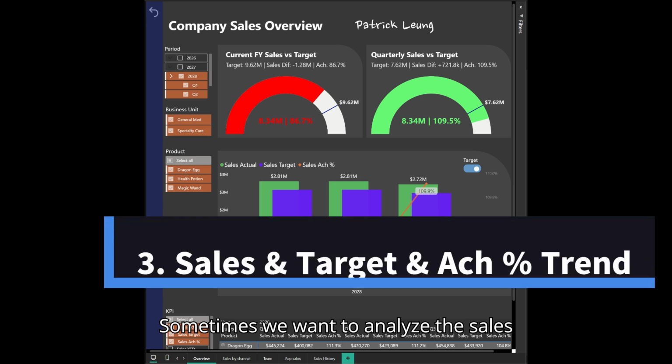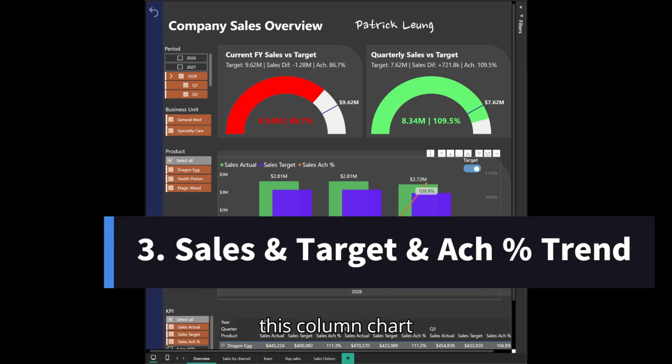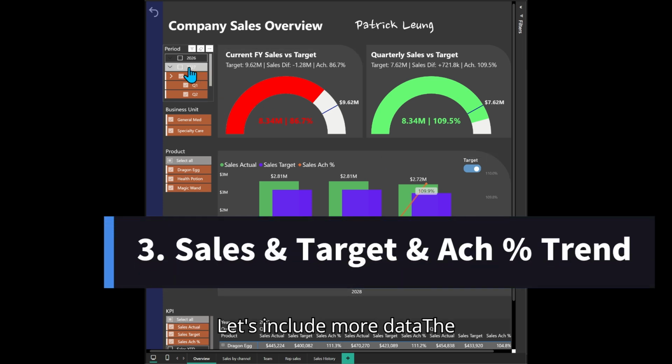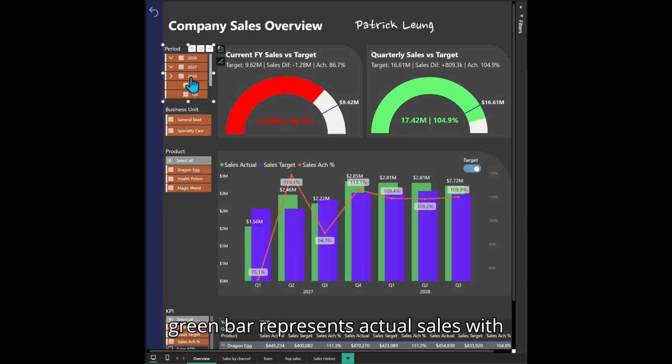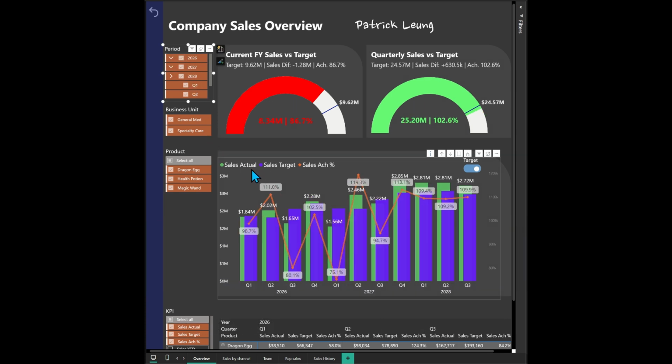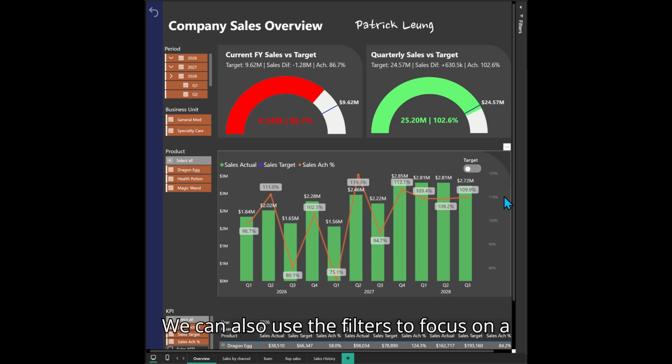Sometimes we want to analyze the sales trend, so I created this column chart. Let's include more data. The green bar represents actual sales with sales labels on top. The purple bar shows the sales target, and the orange line indicates sales achievement as a percentage. If you just want to focus on actual sales, we can toggle off the sales target. We can also use the filters to focus on a specific business unit or any brand of interest.